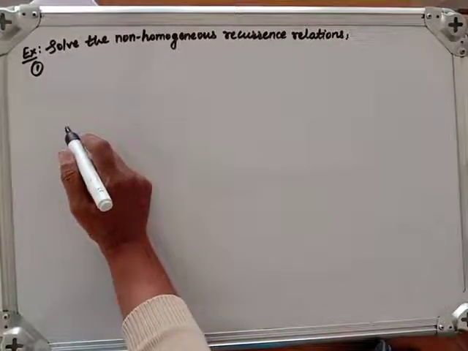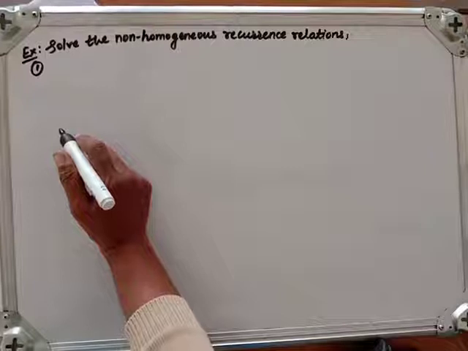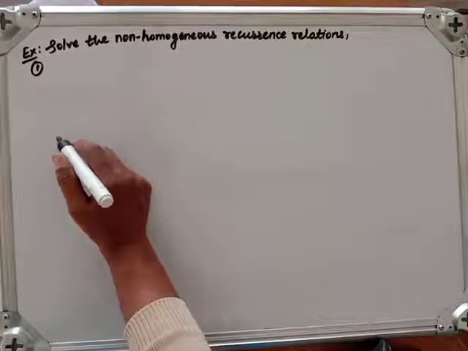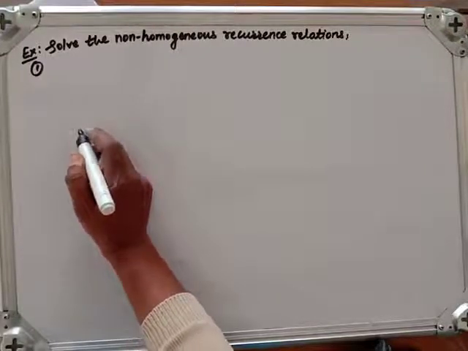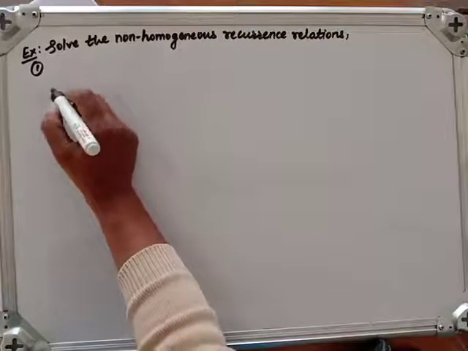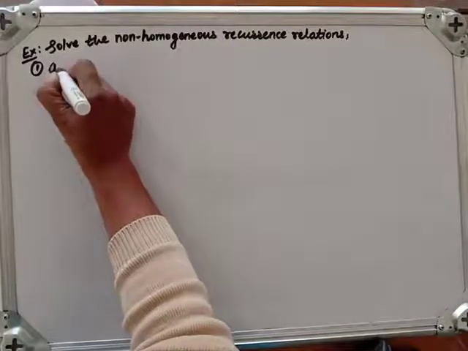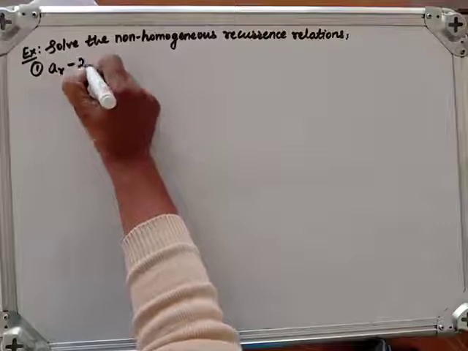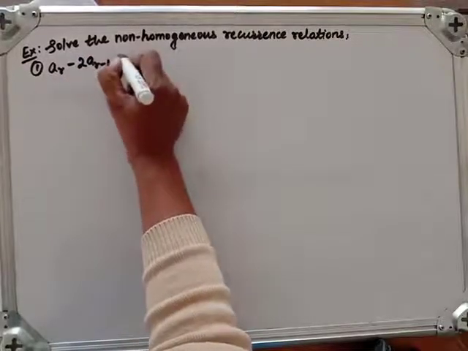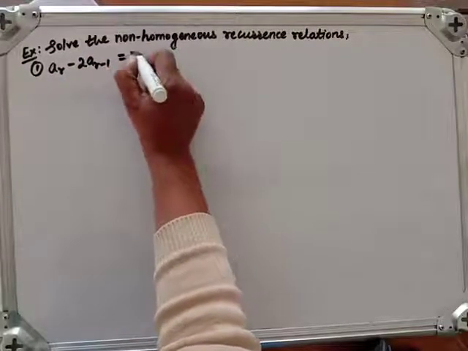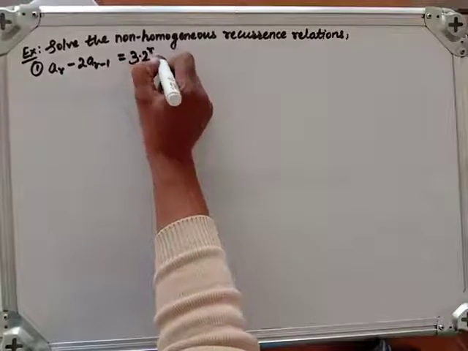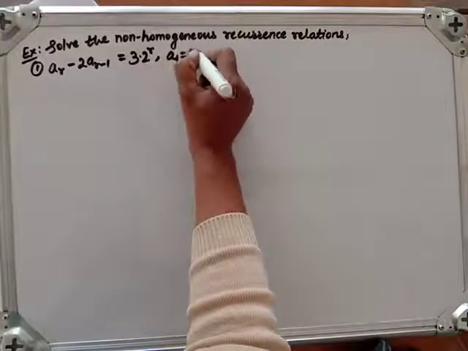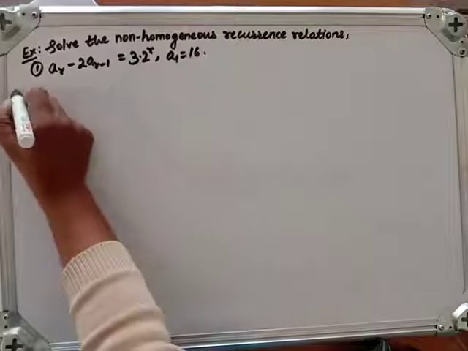Already we have seen in the previous video that for solving a non-homogeneous type of recurrence relation we have to find the homogeneous solution as well as the particular solution. So here let me take the problem: a_r minus 2 a_(r-1) is equal to 3 into 2 raised to r, where a_1 is equal to 16.